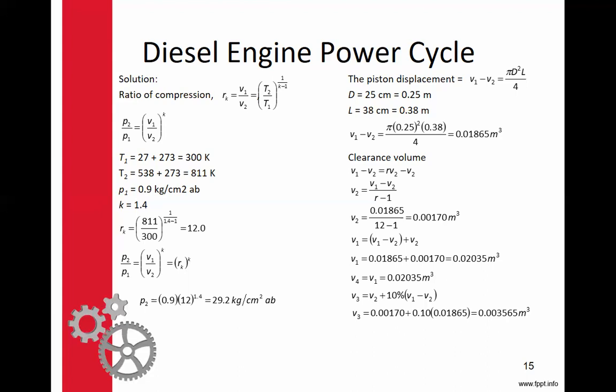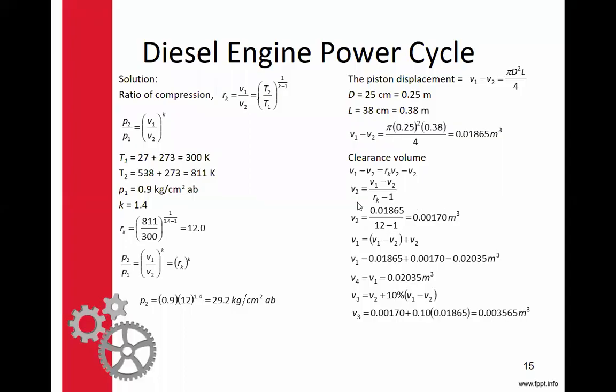Now, the clearance volume: V sub 1 minus V sub 2 is equal to R times V sub 2. This is R sub K. Clearance volume is V sub 2. So V sub 2 is equal to 0.01865 over 12 minus 1, which is 0.00170 cubic meter. This is now the clearance volume.